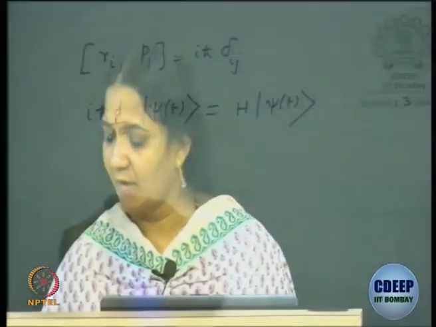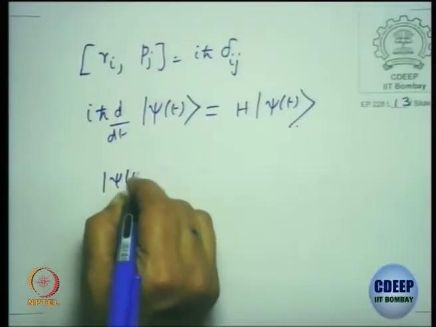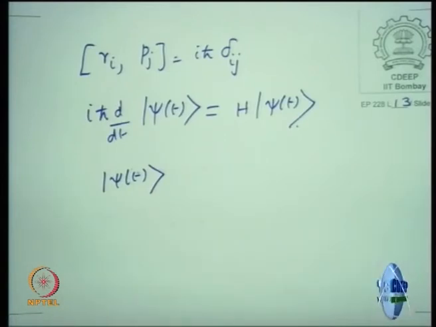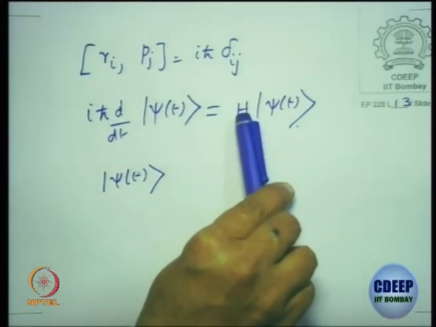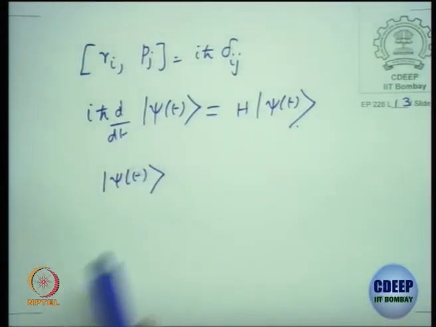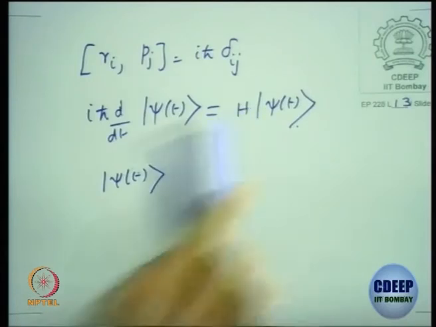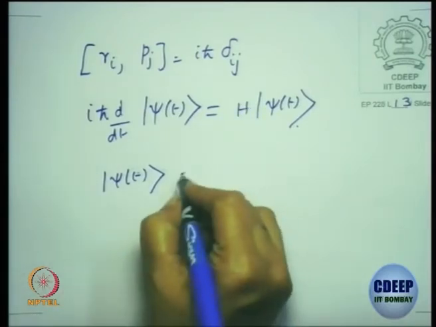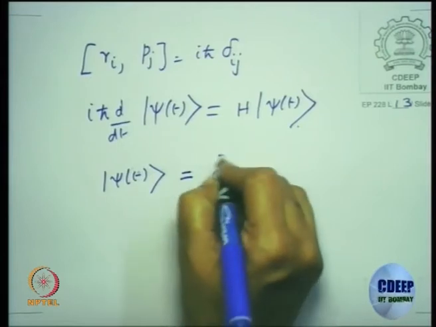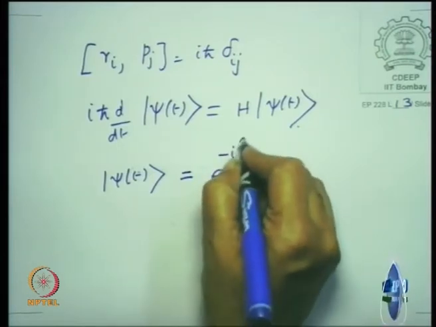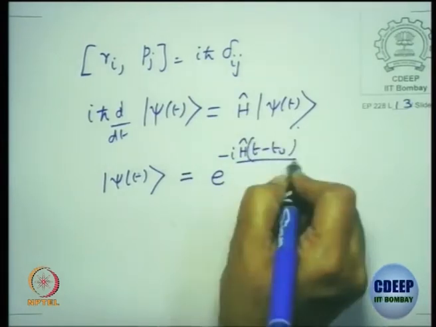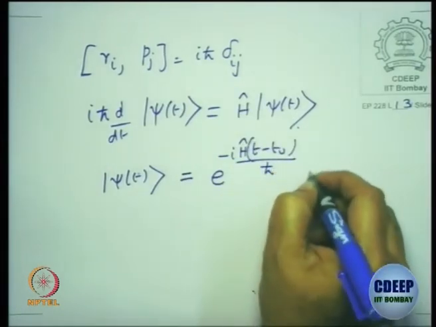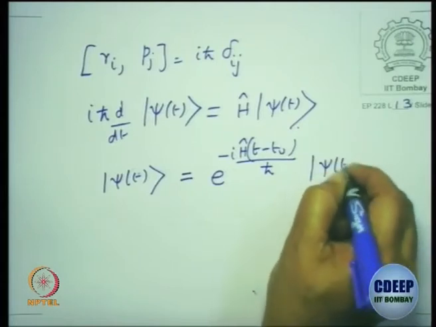And then we tried to find psi of t for a time independent potential energy. If this becomes a time dependent Hamiltonian, then you can't do this. Because this H is independent of time, you can rewrite this as psi of t equals e to the power minus i H operator (t minus t naught) over h cross, acting on psi of t naught.